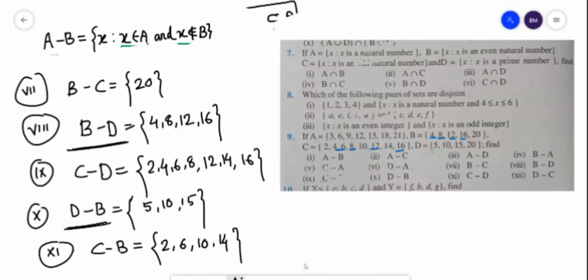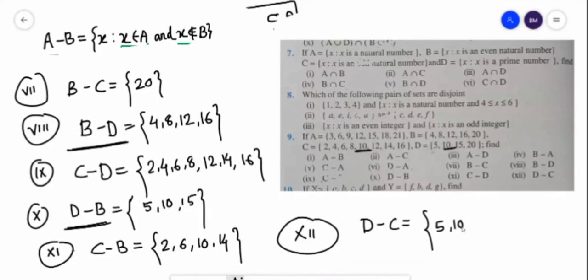Last one, number 12. That is D minus C. That implies the common element of C and D is removed from D. The common element of C and D is only 10. Remove it from D, and you will get 5, 15 and 20. So this is the answer of 9. Next, the last 3 problems, 10, 11, 12.